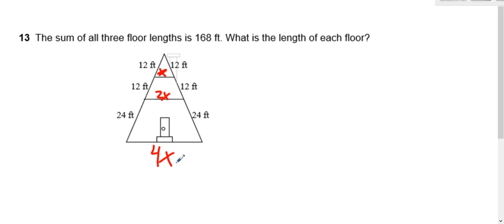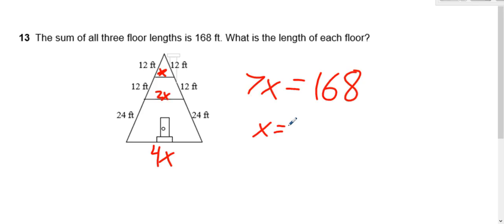So x plus 2x plus 4x, that's 7x. That's all 3 floors added up is 7x, and that equals 168. So divide by 7, you get x equals 24 feet. That's the top floor. The middle floor is double that. So that will be 48 feet, 2 times 24.